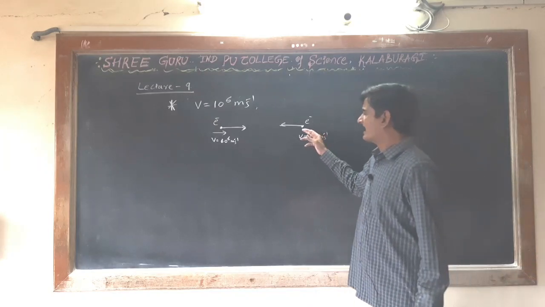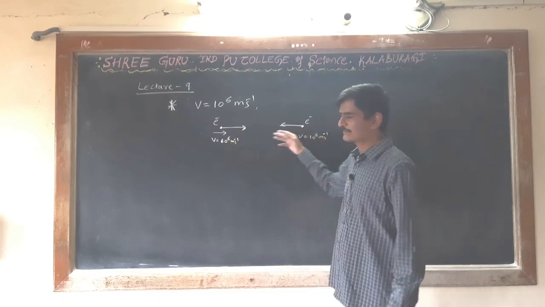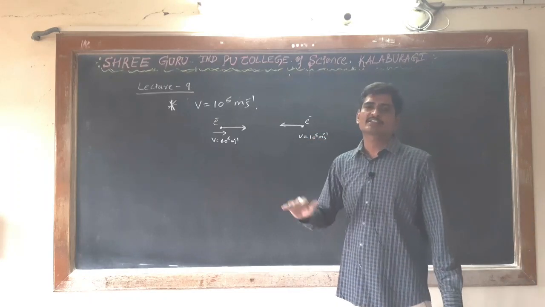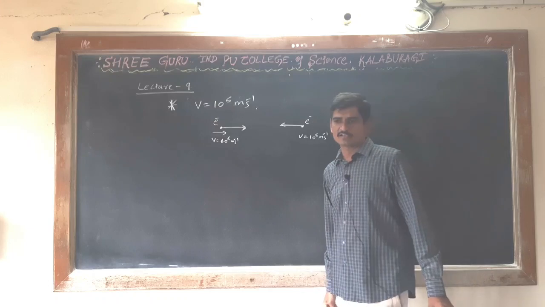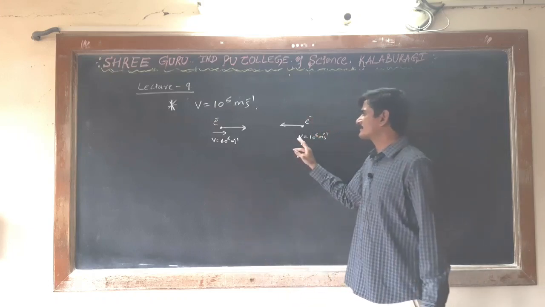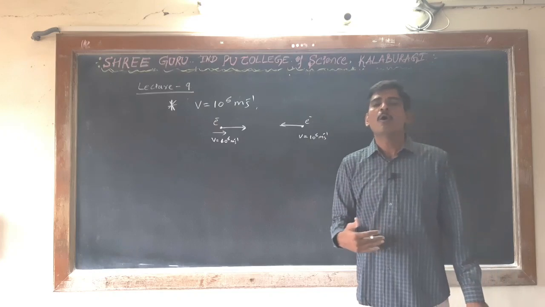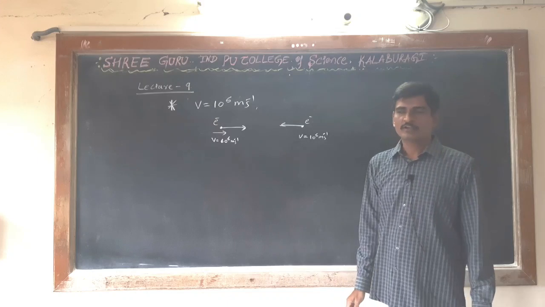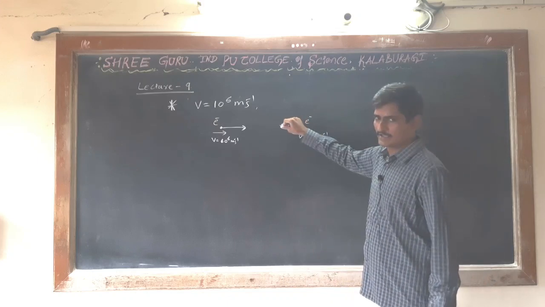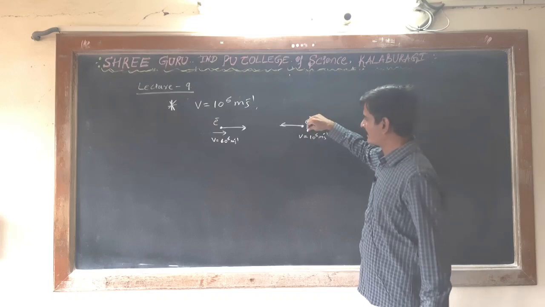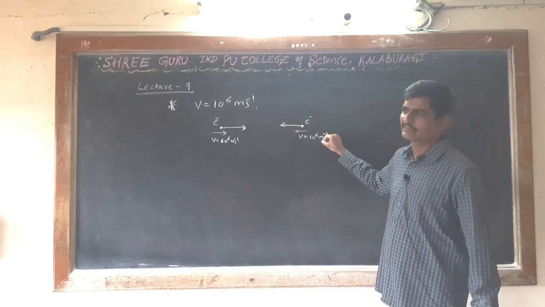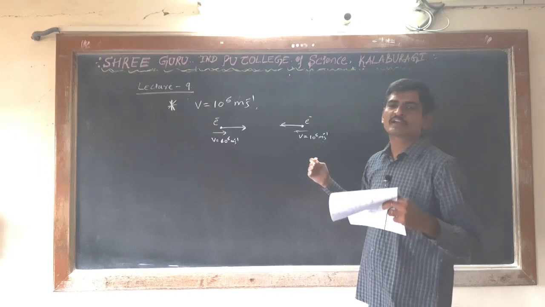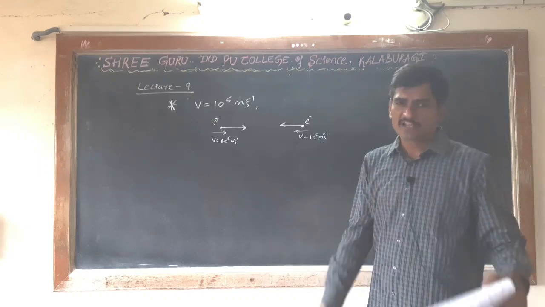Hence, as they move closer to each other, they will lose kinetic energy and gain potential energy. That is, the kinetic energy of the electrons is converted into potential energy as they move closer and closer to each other. Understood my point? Initially they are in motion with a velocity of 10 to the power 6 meter per second. As they come closer and closer, they lose kinetic energy and gain potential energy.